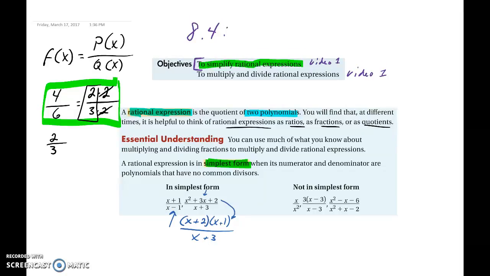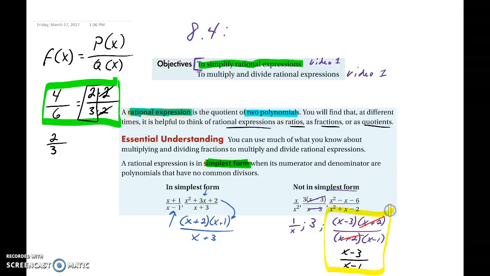All right, if you look at this next one, these are ones that are not in simplest form because we can reduce. This x over x squared can become 1 over x. This one here, the x minus 3 can cancel out, and we're just left with 3. And then this one we can factor out to be x minus 3 times x plus 2. And then the bottom one can factor out to be x plus 2 times x minus 1. And then the x plus 2's can reduce, and we would be left with x minus 3 over x minus 1. Everything I just did here is everything that we're going to do in this video right now.